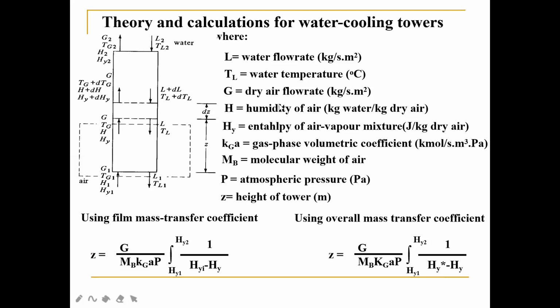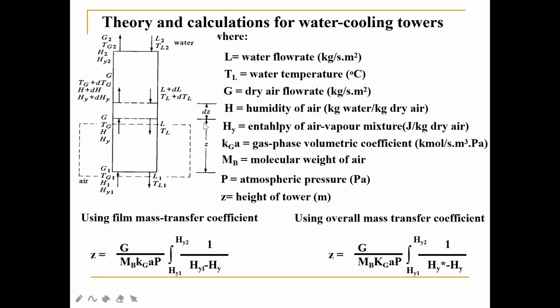Okay, so G is the dry air flow rate that comes from the bottom of the tower and travels upwards. We call the point of entry of G as 1, so all symbols corresponding to this point are denoted with a subscript of 1. G1 is the flow rate of the air, TG1 is the temperature of the air coming in, and H1. H is the humidity, and HY is the enthalpy of the air and water vapor mixture. The vapor is the water vapor.